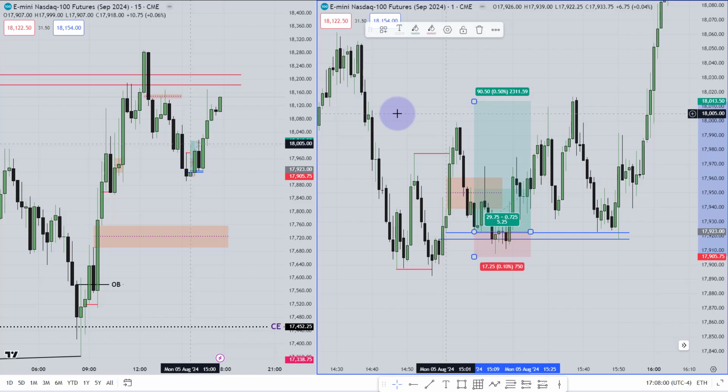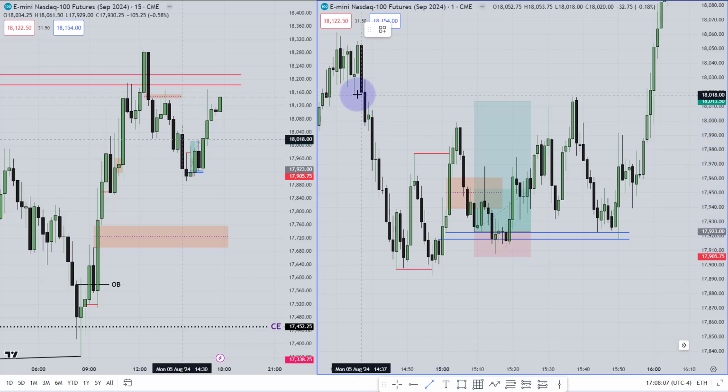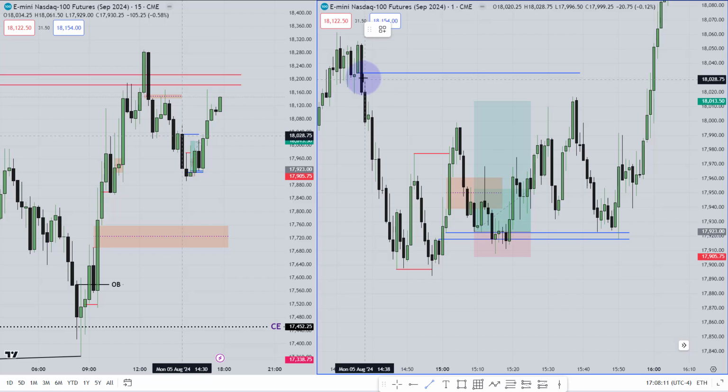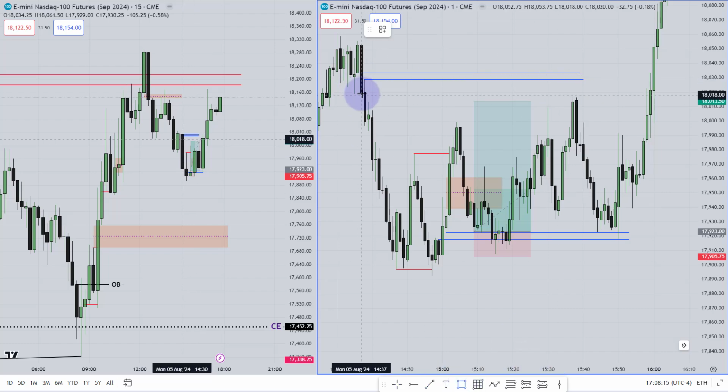Where is your last fair value gap? So this is your last fair value gap or the entry fair value gap. Sorry, this is the last fair value gap from 1 minute chart. Here, this is your last fair value gap from 1 minute chart, and this is the entry fair value gap from your 1 minute chart.